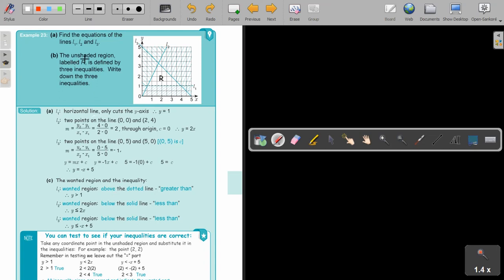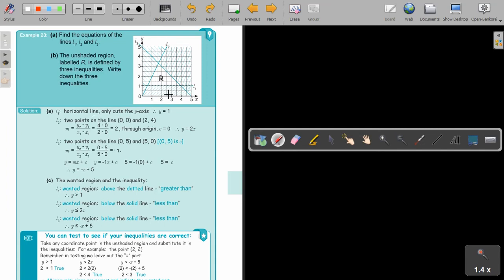Then they say the unshaded region is labeled, defined by, write down the four inequalities. If you start with this line, this is smaller, but the wanted is bigger, and it's a broken line, so just put your bigger, can you see?